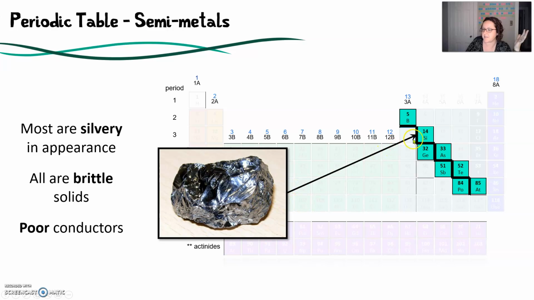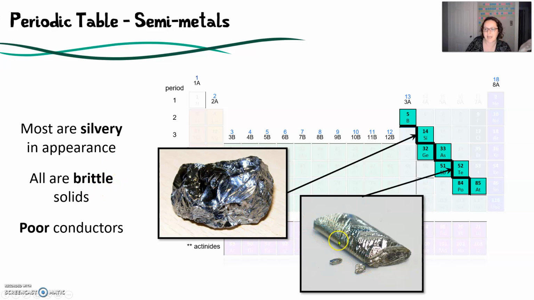If we note here what these look like, despite the fact that they're poor conductors and they're very brittle, just like most of the other nonmetals, we can see that they often look very metallic and kind of silvery. And so that's one of the reasons why they fall in this sort of in-between category.